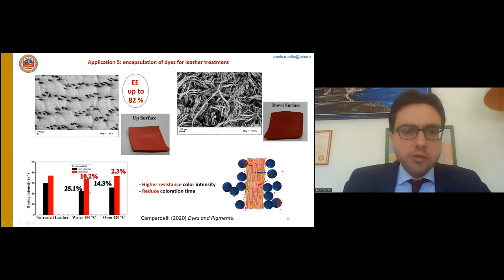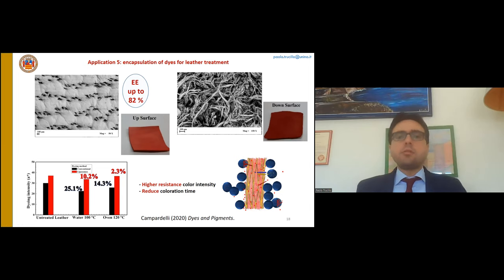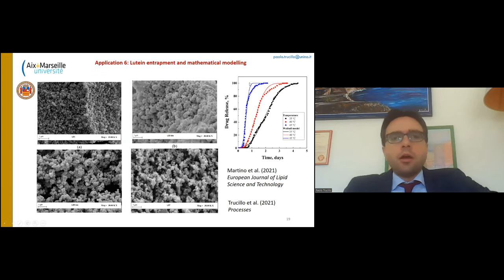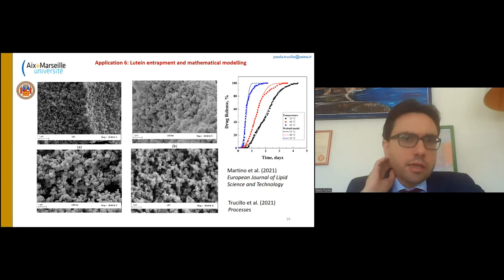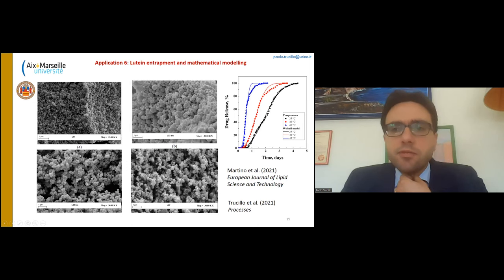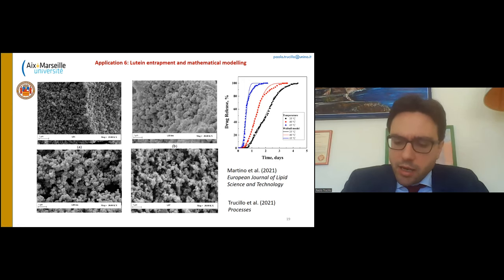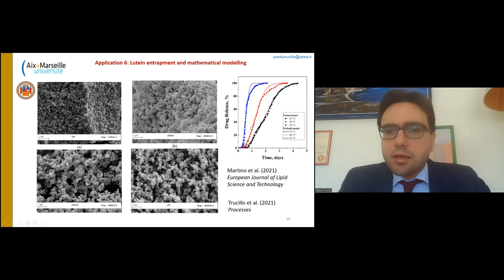By using our process, our nanometric liposomes managed to obtain a high resistance of color intensity and a reduced coloration time. Lutein, the final application that I'm going to show you, is a molecule for ocular delivery. With our process, we introduced another activity of modeling of the drug release of lutein from our liposomes. As we can see, if we produced our liposomes at 35 degrees centigrade, we best fitted this curve. But by increasing the temperature, those liposomes had a different behavior, since they were probably characterized by a more open structure, and so a faster release.